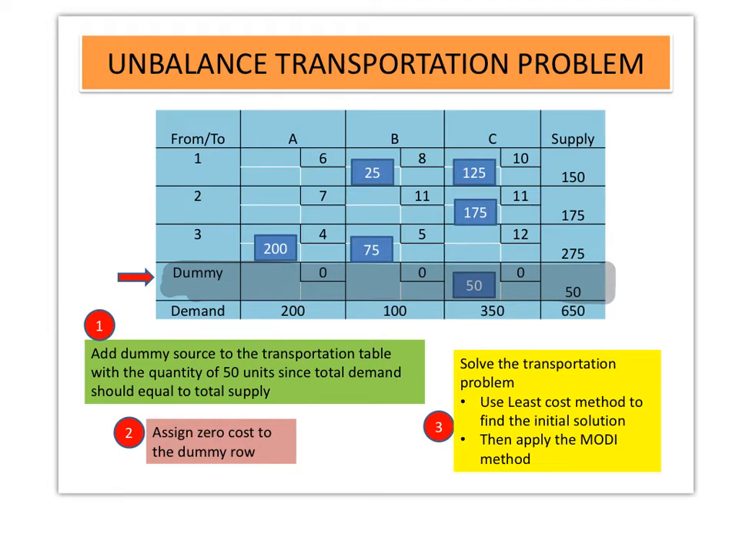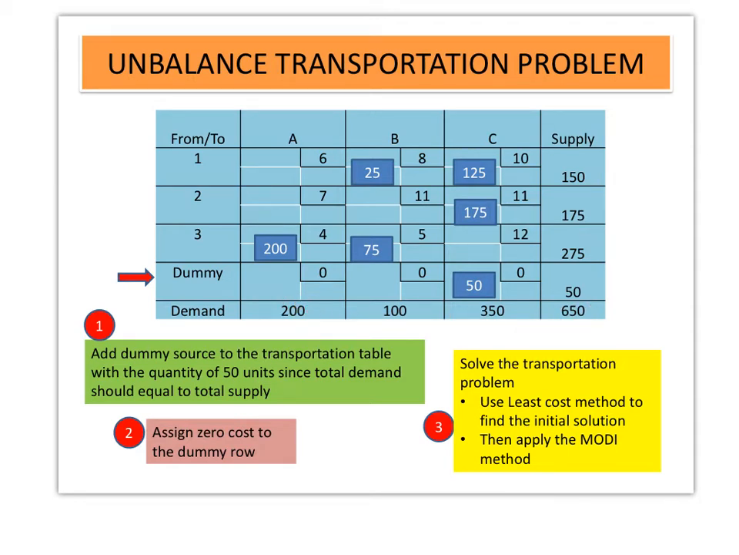What we do is we add a row, like this. Add a row and call it dummy, and then just add the extra 50 that the supply has to increase, so that the total now becomes 650, which equals the total demand.